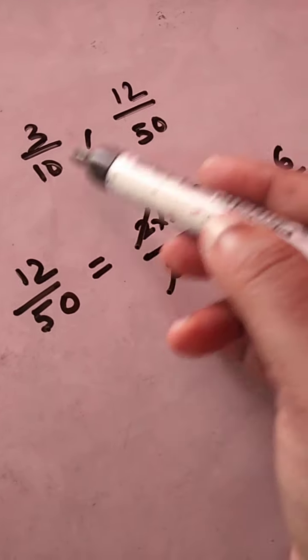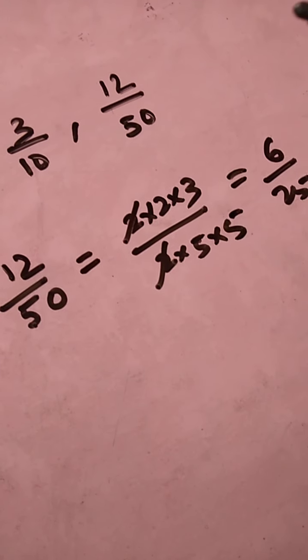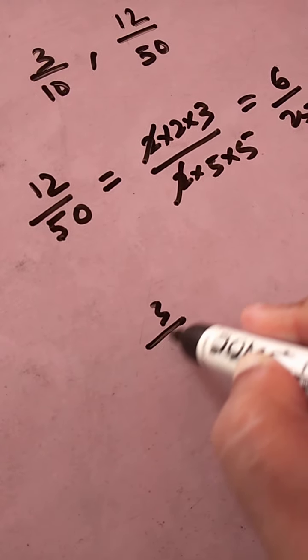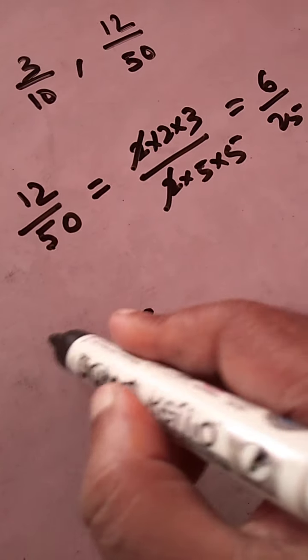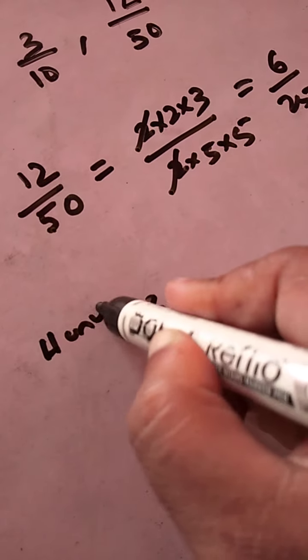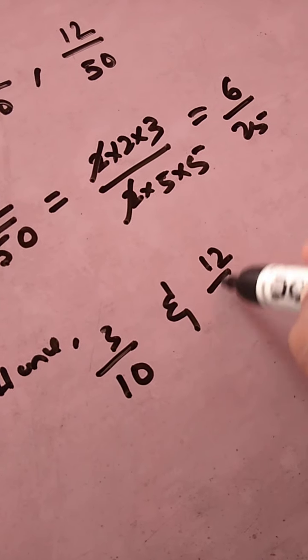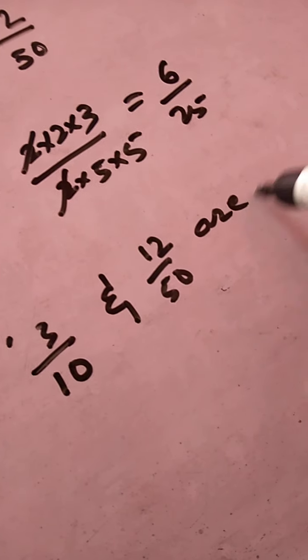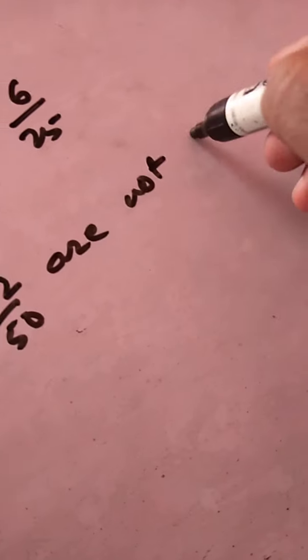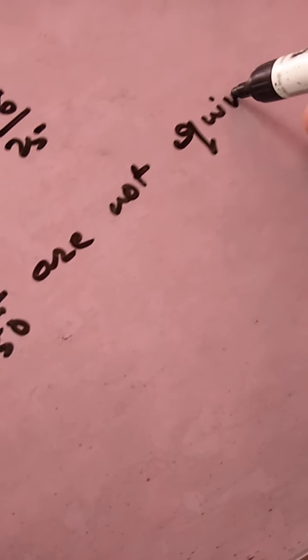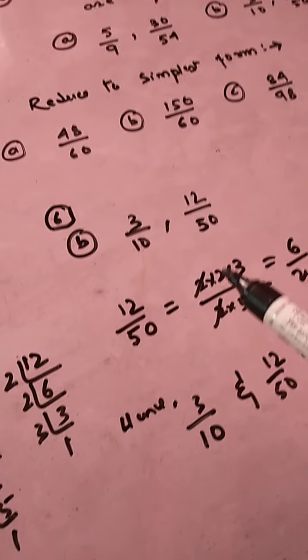So these two fractions are not equivalent in nature. So you write, hence, 3 by 10 and 12 by 50 are not equivalent. I hope you've understood sum number A and B.